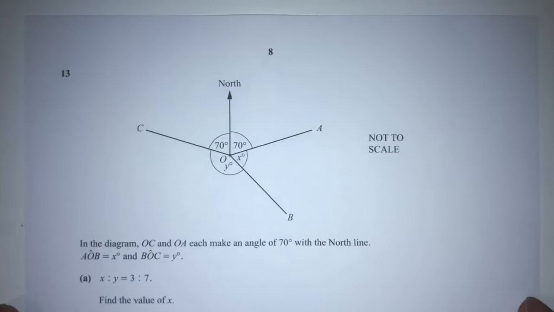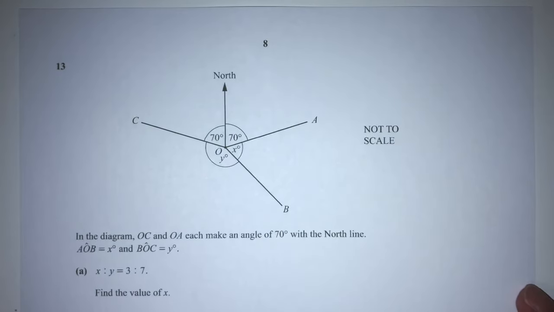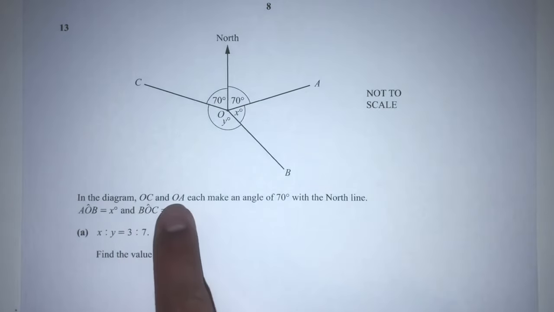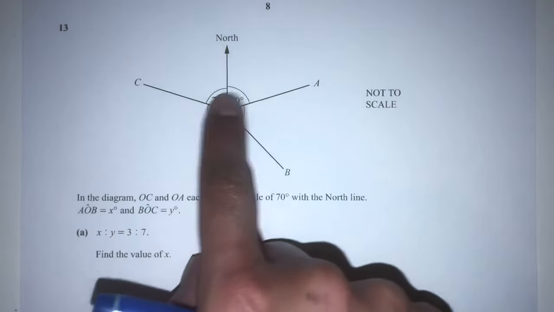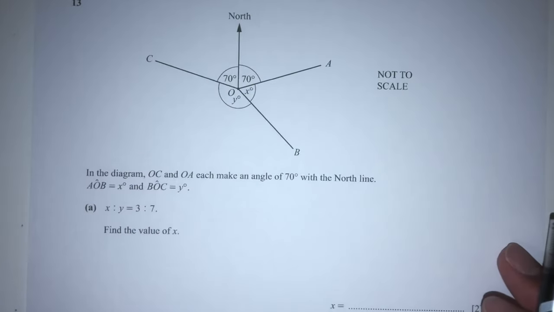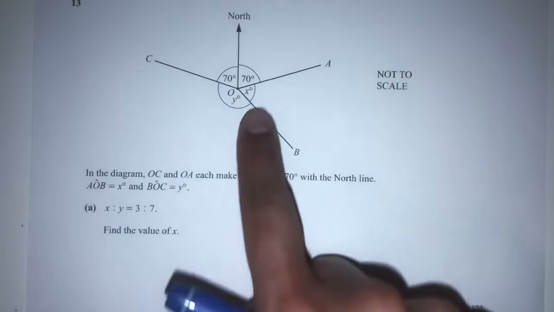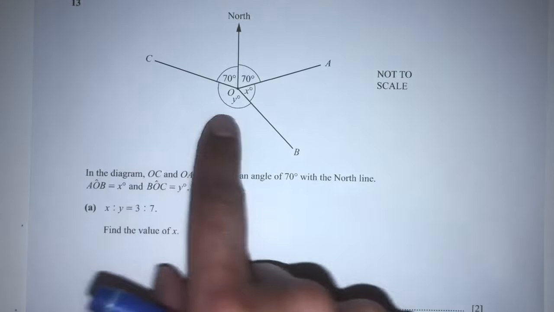Now for 13, let's see what we can do here. So we have a few angles given to us. It seems to be a bearing question. OC and OA make an angle of 70 with an OB line. Now we have angle AOB is X and BOC is Y.